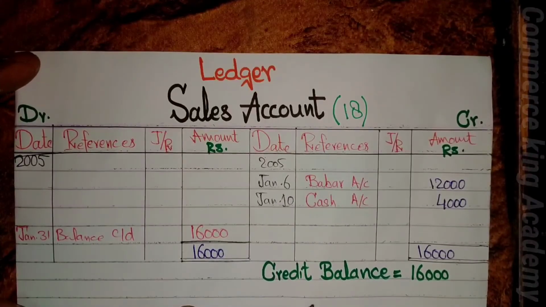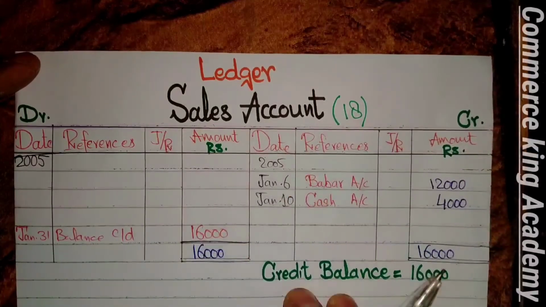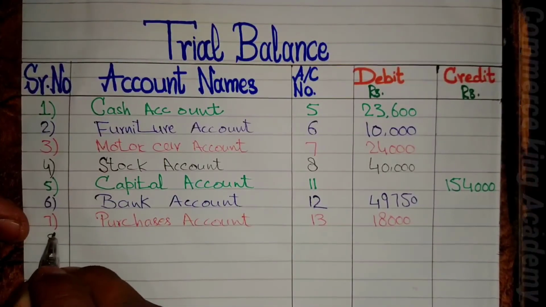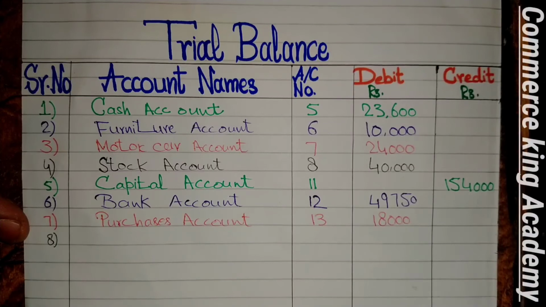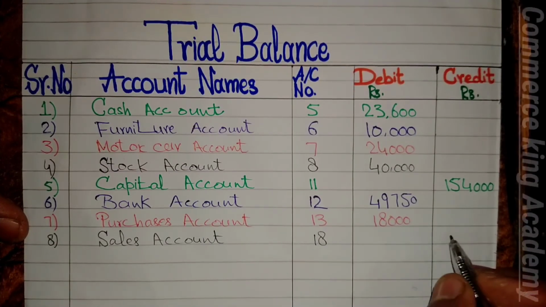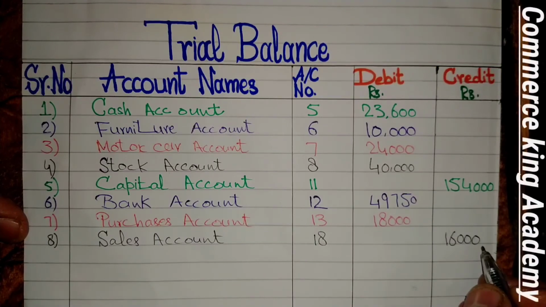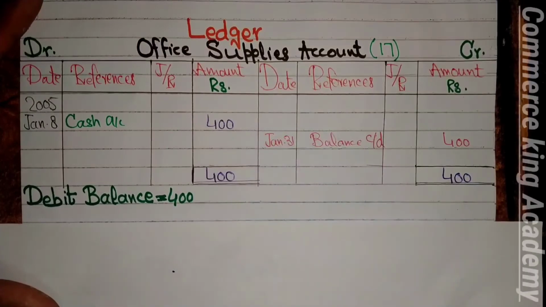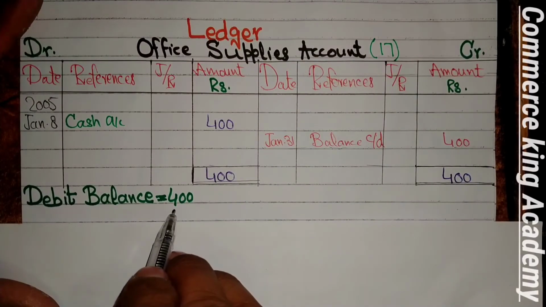Our next account is sales account, which has a credit balance amounted 16,000 rupees. So serial number 8, account name sales account, ledger folio number 18, credit balance 16,000 rupees. We will write it on the credit side. Next account is office supplies account, which has a debit balance amounted 400 rupees.